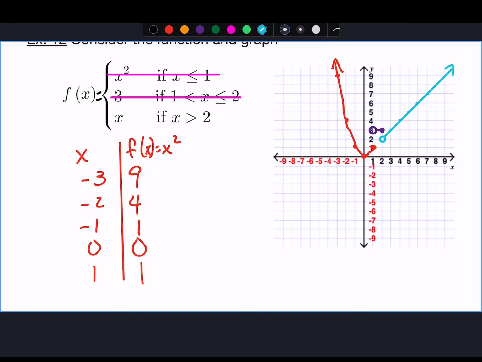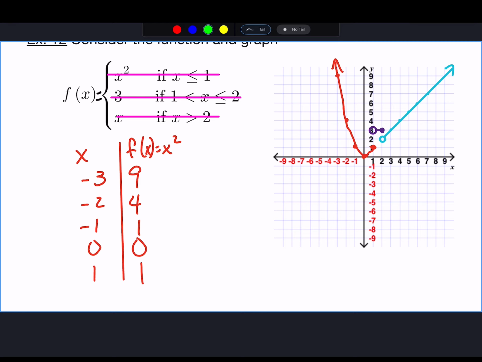Now, if this had been some other linear equation, say 3x or something like that, we would have gone to this point and gone up 3 and over 1, up 3 and over 1, and connected the dots that way. But since it was just equal to x, it makes more sense for us to just consider 2, 2, 3, 3, 4, 4, and so on.